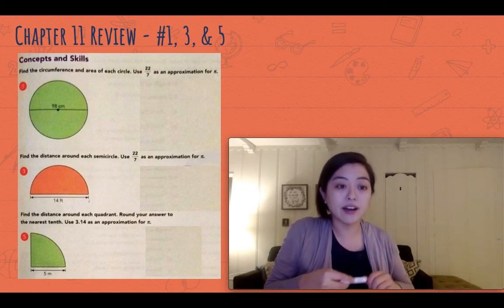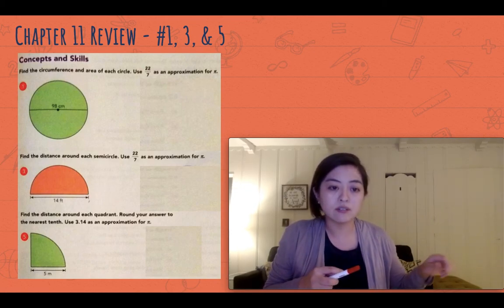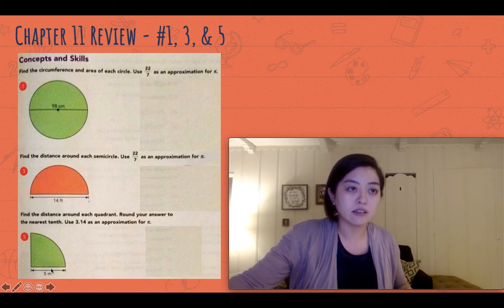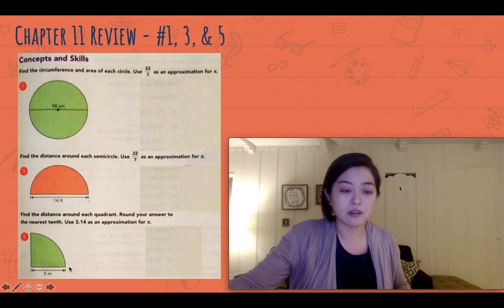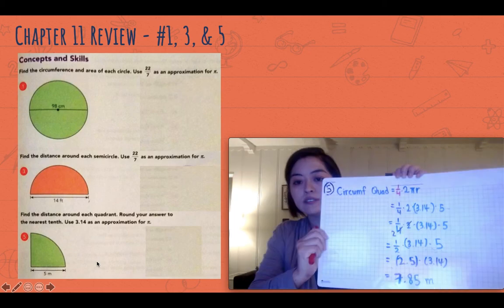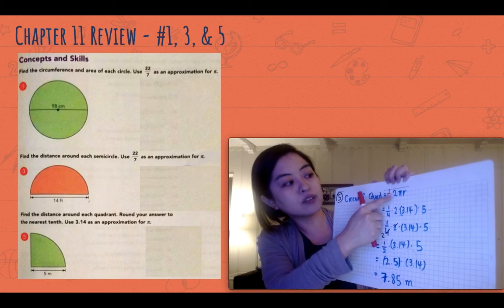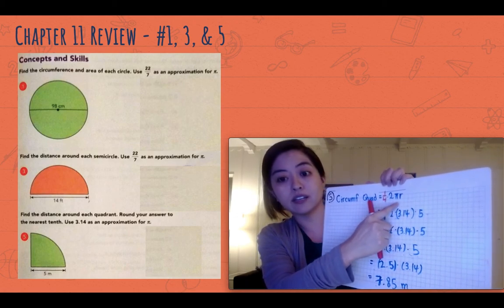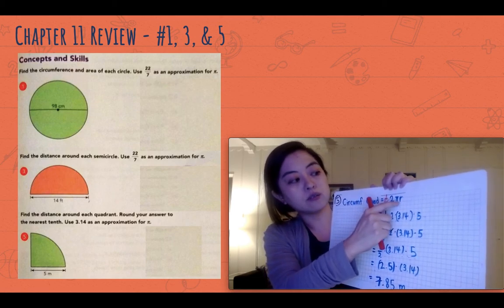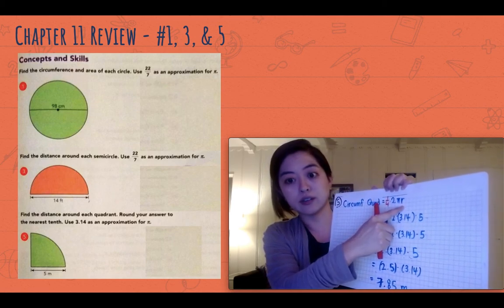And number 5, we want to find the distance around that quadrant. Notice here, are we given the radius or the diameter in this picture? We're given the radius because this is actually a quadrant. So the circumference of the quadrant is 1/4 times the circumference of a full circle. And I'm using my circumference formula that includes r, because we are given r.